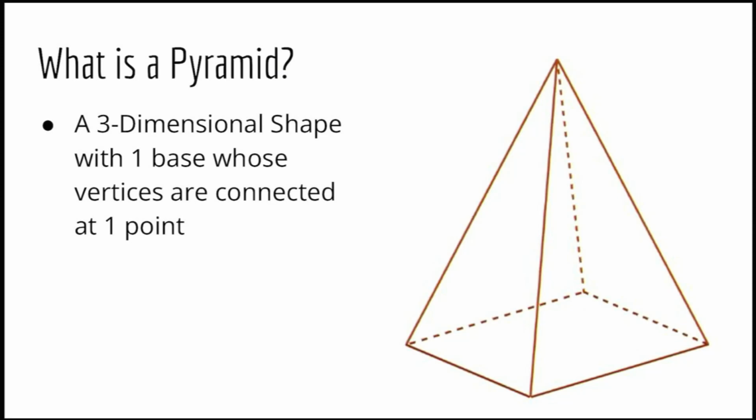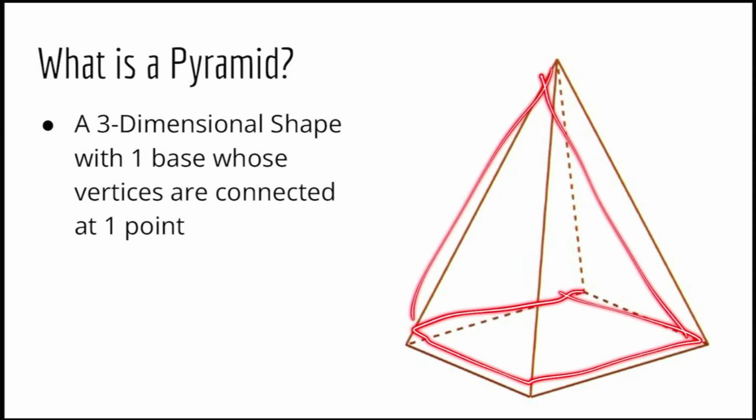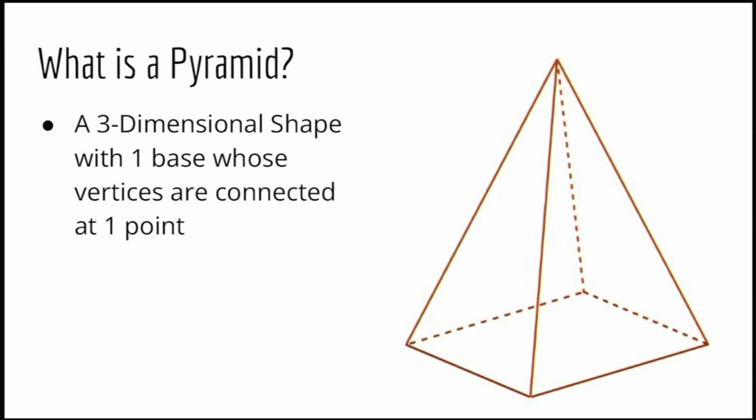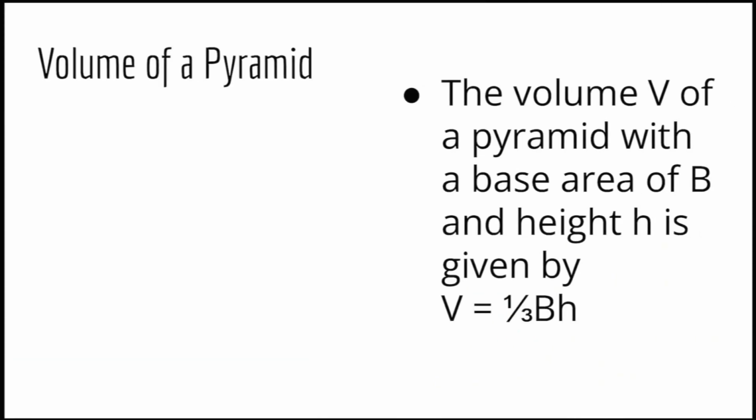So what is a pyramid? Let's go over that first, since we went over the definition of a prism before. A pyramid is once again a three-dimensional shape with only one base. Before we had two bases, now we only have one. Now our base is connected at one single point. So a pyramid and also a cone is going to be a three-dimensional shape with only one base.